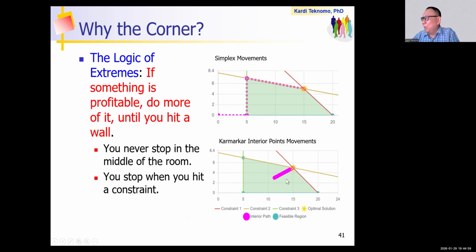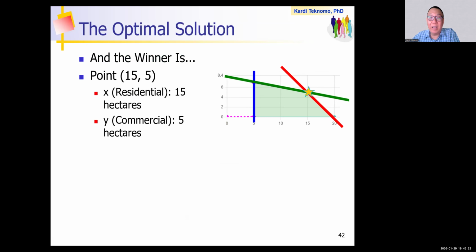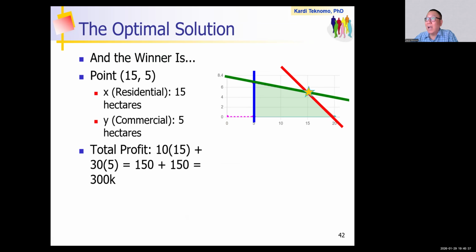If you use an interior path, you start from the middle of the polygon and go directly to the optimum value. It will get exactly the same result. So it is a different algorithm, only a different search path. And the winner is that point, 15.5. What is the meaning of 15.5? It is 15 hectares for housing and 5 hectares for commercial.